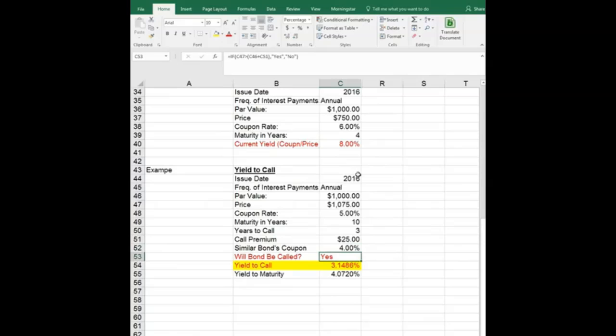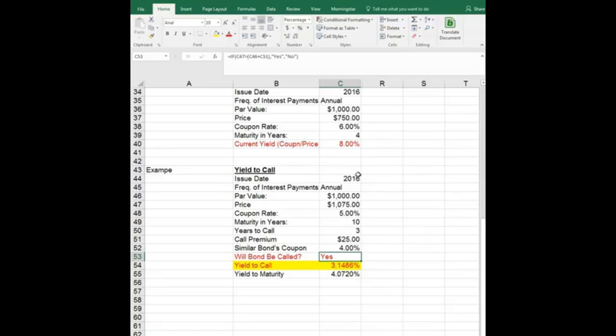So one way we can determine if a bond's going to be called is to look at the bond's current price of $1,075 and compare that to the par value plus the premium. So this bond is selling for $1,075, and it would cost $1,025 to call the bond, so the company will call the bond.